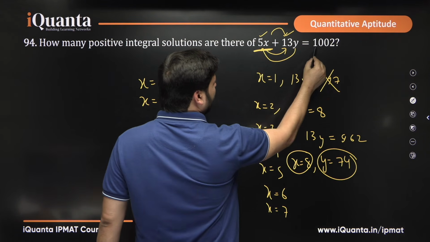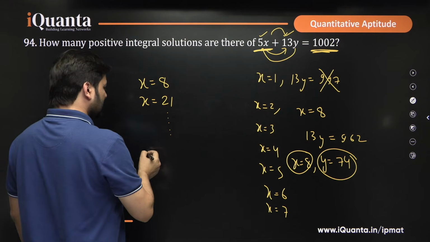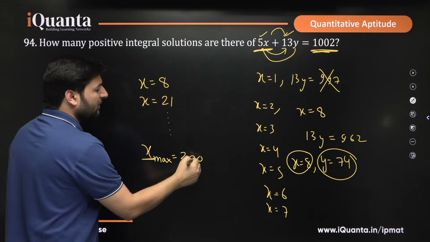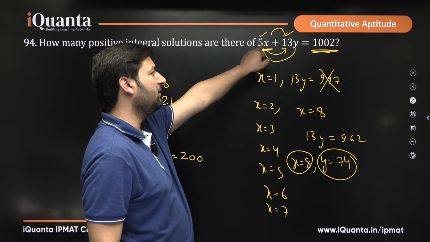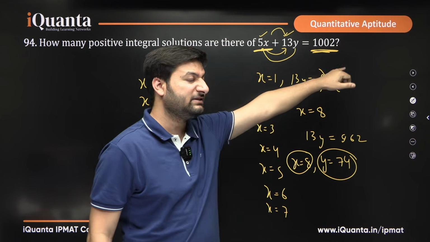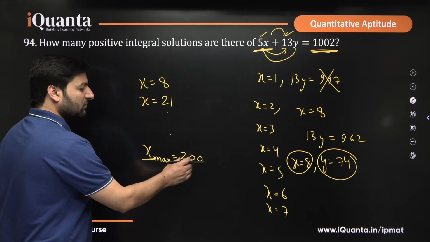What is the maximum value that x can have over here? We have to reach somewhere around 1000. So, 5 into 200 will be 1000, right? So, the maximum value of x that we can have will be 200, not even 201. Why? Because if this is 201, this becomes 1005, and 1002 minus 1005 is negative. Y will be a negative number which is not allowed. So, x max can be 200.